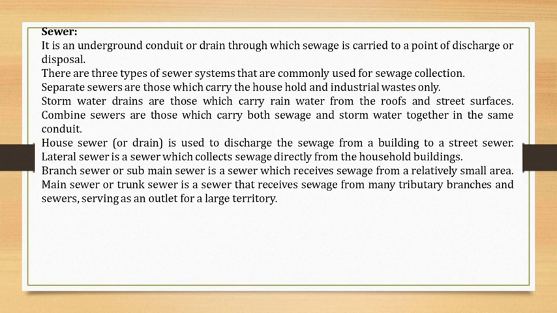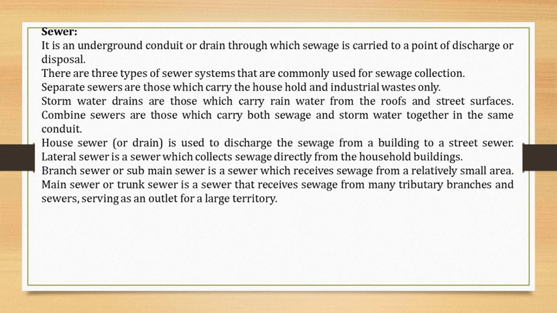Stormwater sewer is used to carry rainwater from the roofs and street surface, and combined sewer is a sewer which carries both sewage as well as stormwater together in the same container. Okay. And some other types of sewer, that is house sewer. A house sewer is used to discharge the sewage from the building to a street sewer.